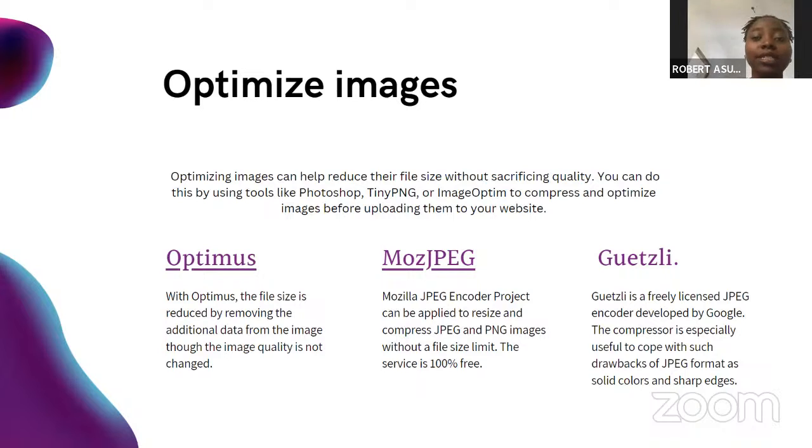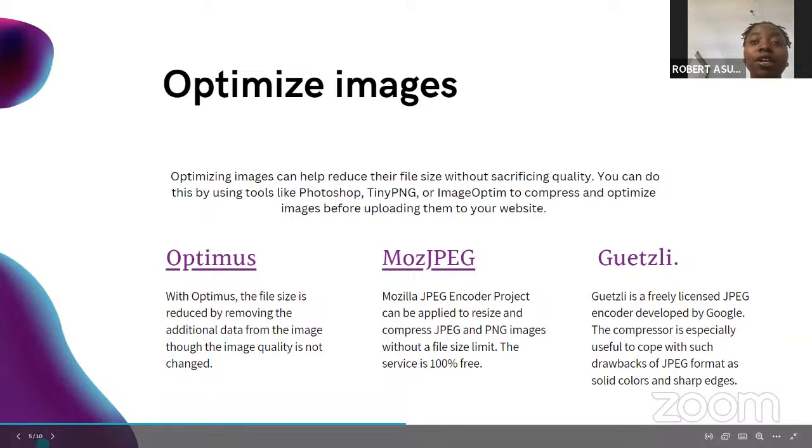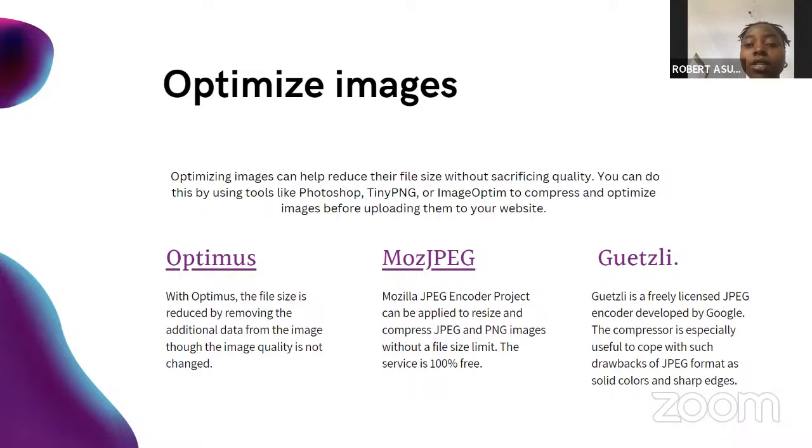There's also Mozilla JPEG encoder, which you can use to resize and compress your JPEG images. This one will help you limit the size, and the service is free of charge, which makes it very available and accessible to you at all times. Another one is Guetzli, sorry. This one is also free and is provided by Google. You can use it to compress your JPEGs as well, and you still have very solid and sharp color. Let's move to the next slide.